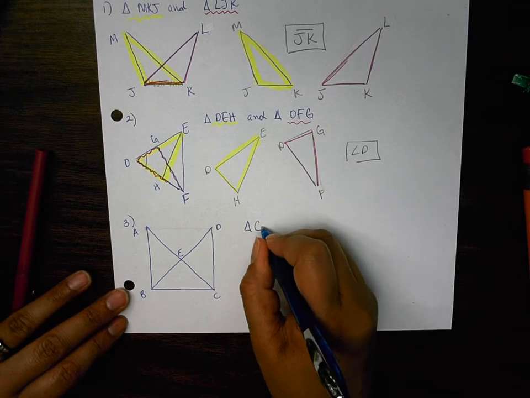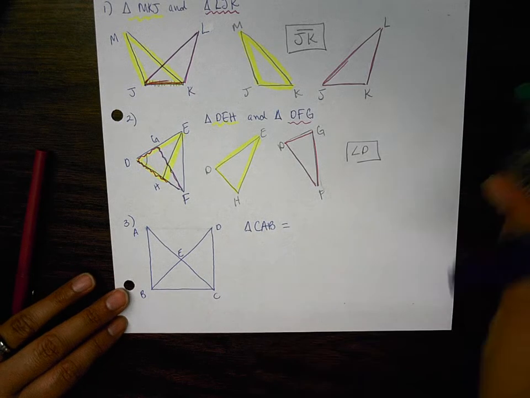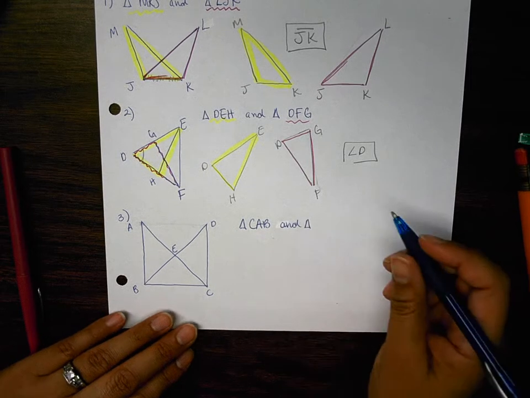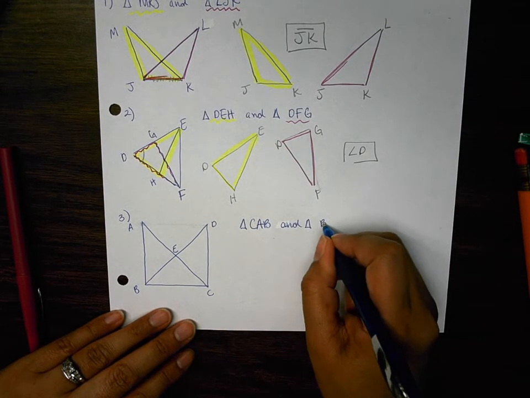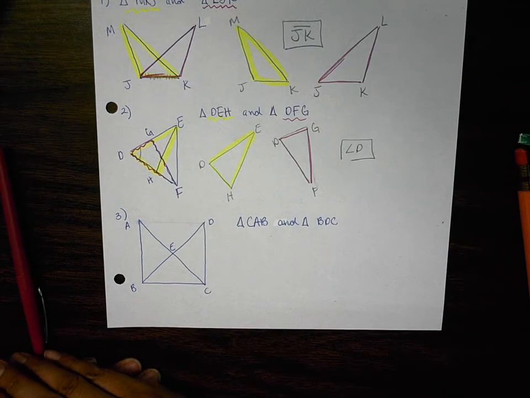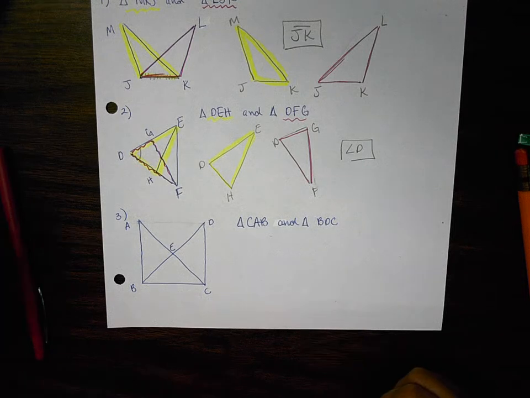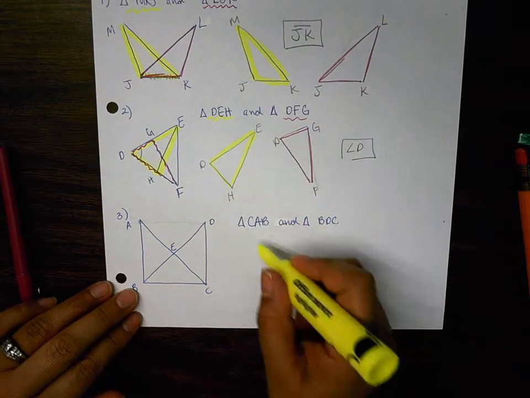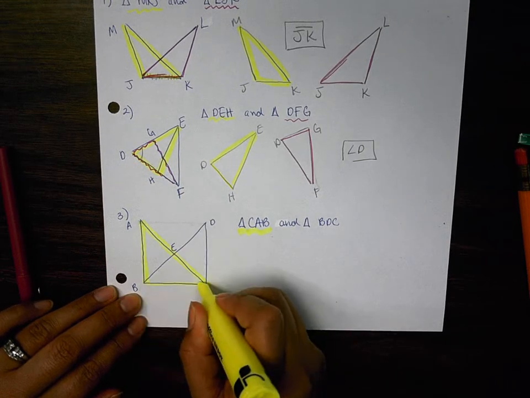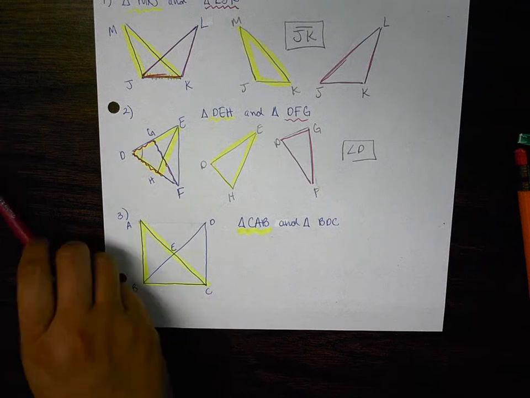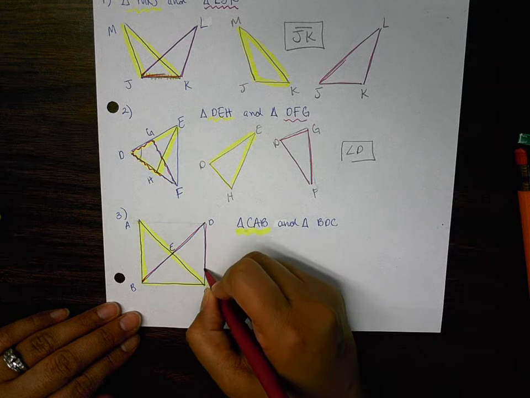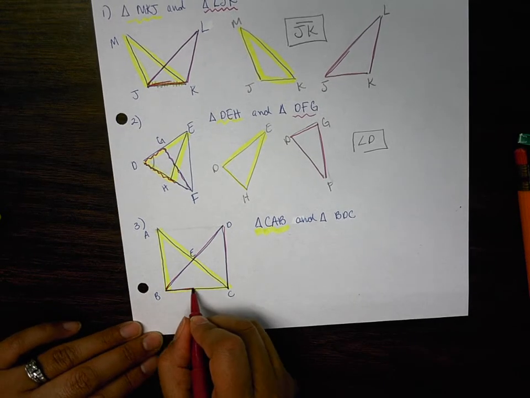All right, let me tell you the two triangles I want you to redraw. Triangle CAB and triangle BDC. Got it? Okay, so first one, CBA. Remember that these will be given to you on your assignment today. CAB and BDC.